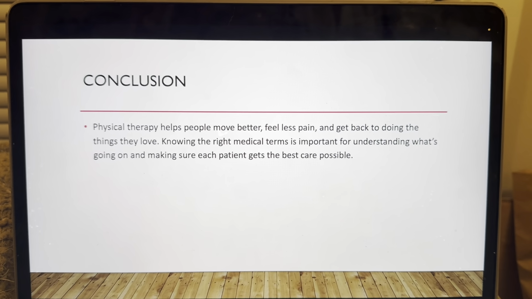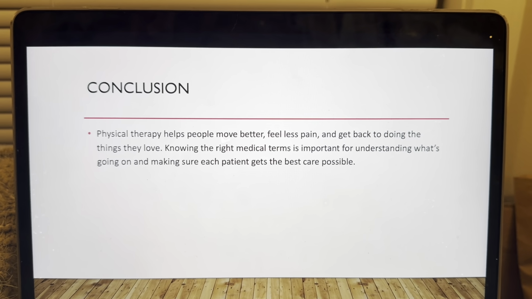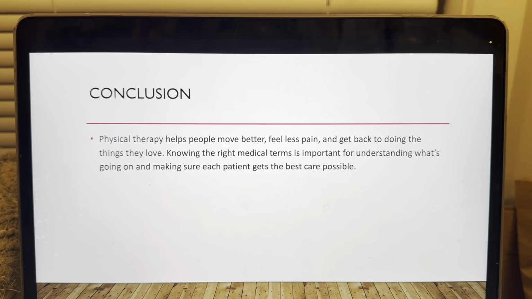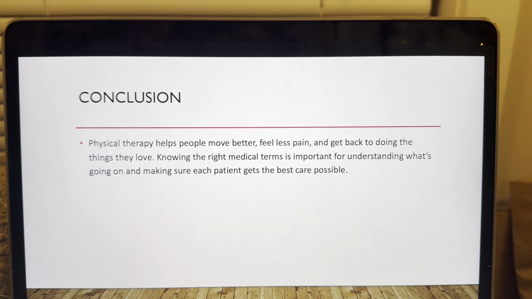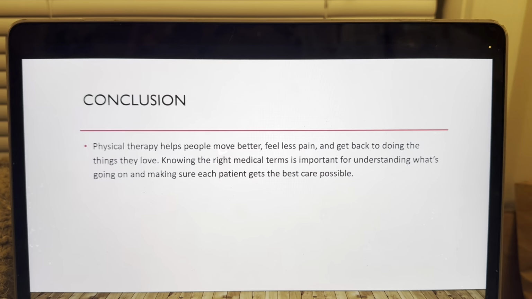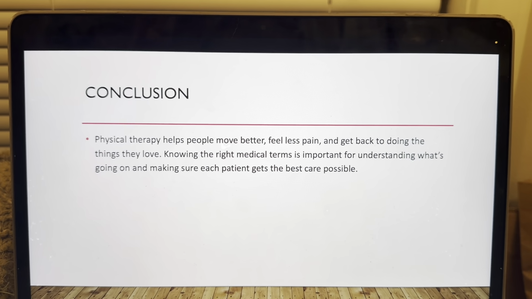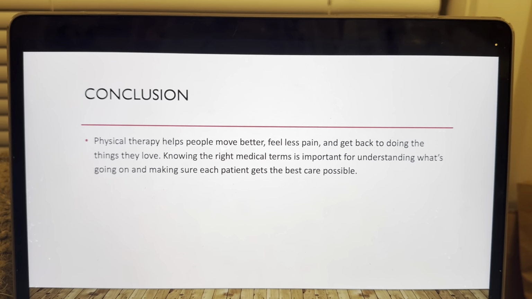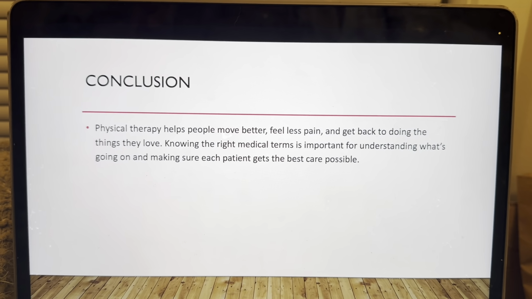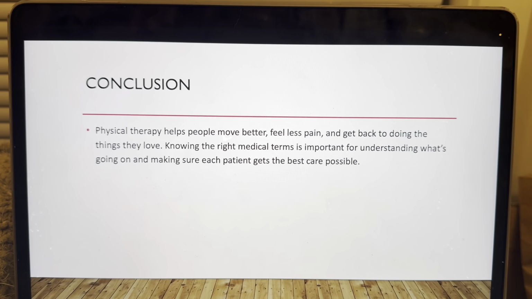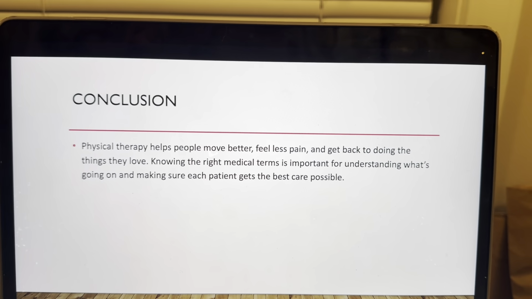And I really didn't realize how many complex terms are used every day for managing conditions like spasticity or kyphosis. This project helped me better understand the language of my future profession. It made me more confident in recognizing and using advanced and simple medical terms.